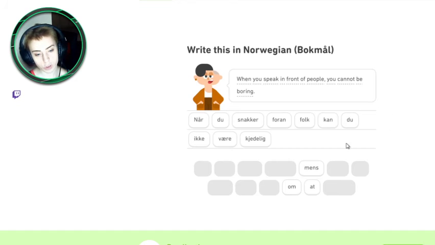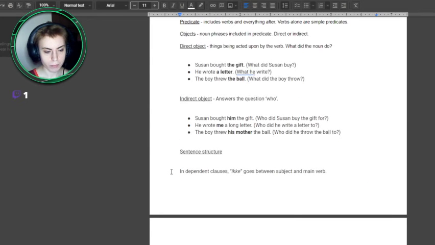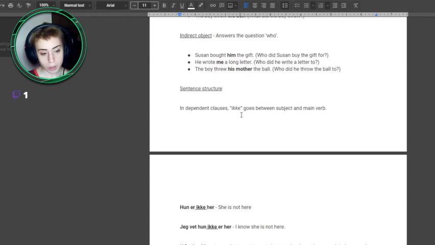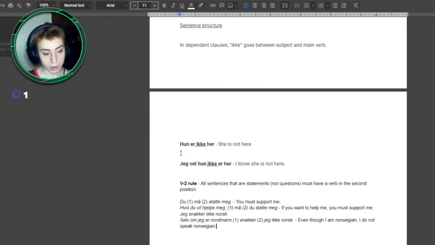Then the second position is can, before du, not være, the verb to be, kjedelig, and then ikke. We went over ikke too. In independent clauses, ikke goes between the subject and the main verb. So hun er ikke her, jeg vet hun ikke er her.